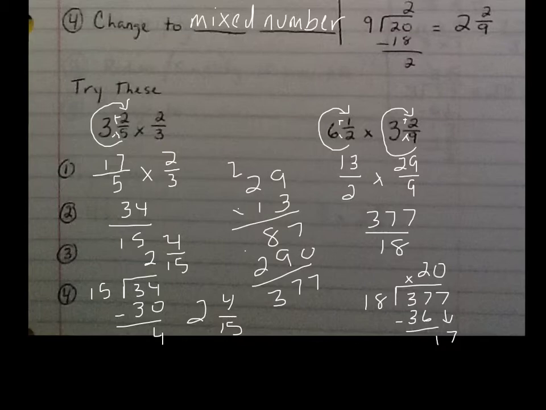So it's going to be 20, and we have a remainder of 17 over 18. There you go. There is your multiplying fractions. Okay, make sure you change them from mixed numbers to improper fractions, multiply across, and then divide your answers once you get it so they turn back into a mixed number.